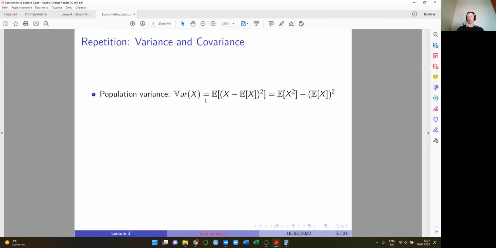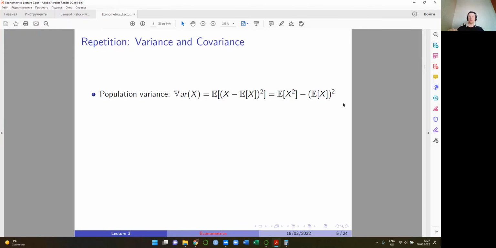We know that there is a population variance, and population variance is the expectation of the squared deviation of x random variable from its expectation. We also proved in probability that another way how we can calculate population variance is this. So we calculate the expected value of x squared minus the square of the expectation of x. We use this many times. I hope you remember this.